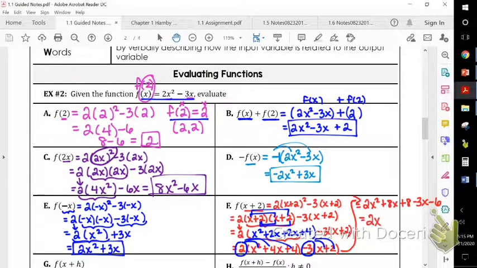So I have a 2x squared. I have 8x minus 3x, which is 5x. And then we have 8 minus 6, which is a positive 2. And so no other like terms. So there's our solution.